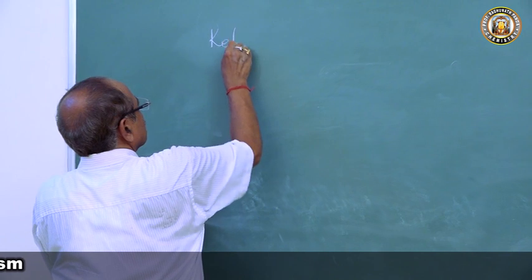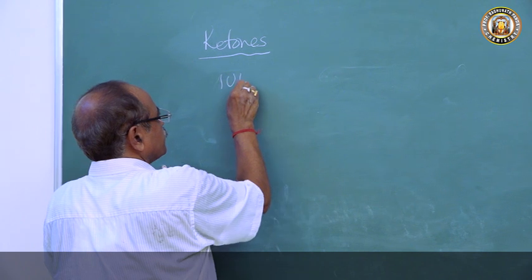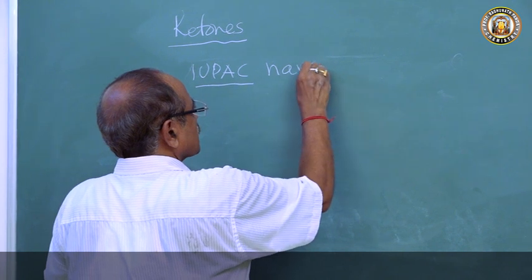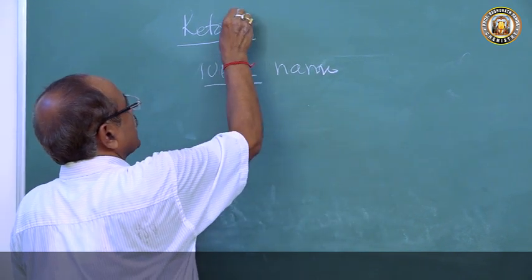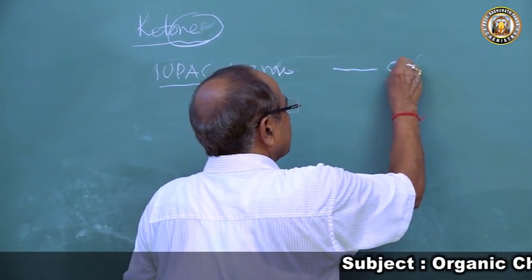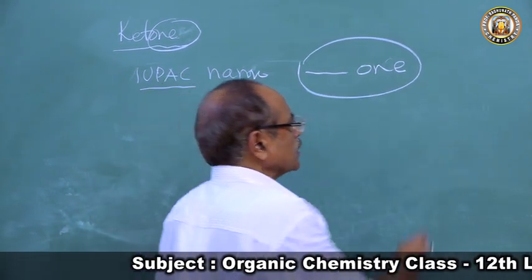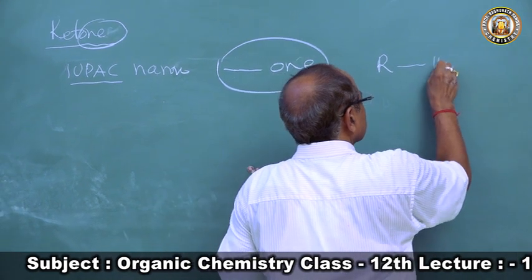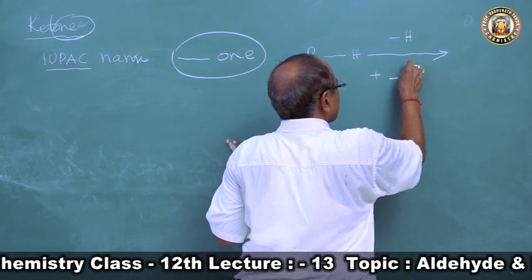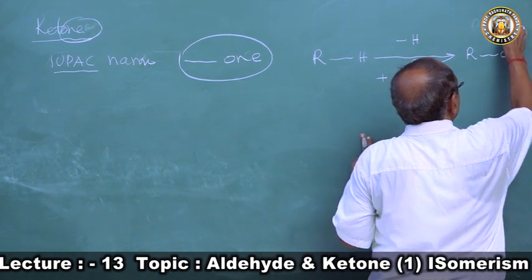Nomenclature of ketones. If you come to the IUPAC name first, here the suffix used for ketone is ONE. The ONE is used as the suffix. Take RH, which is an alkane. From RH we remove H and put COR.